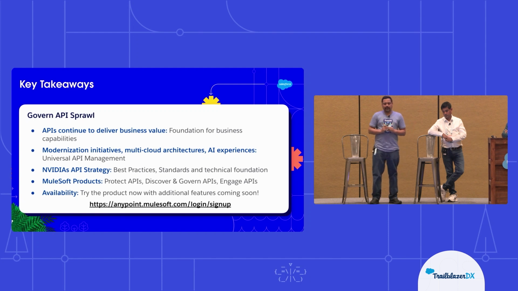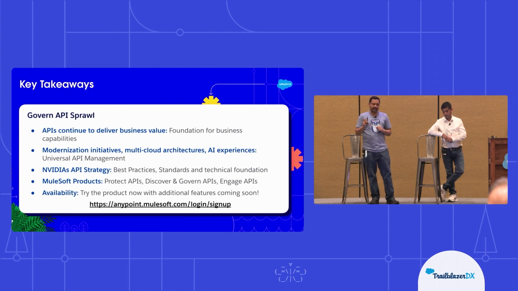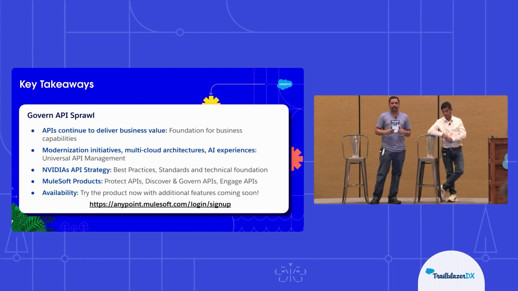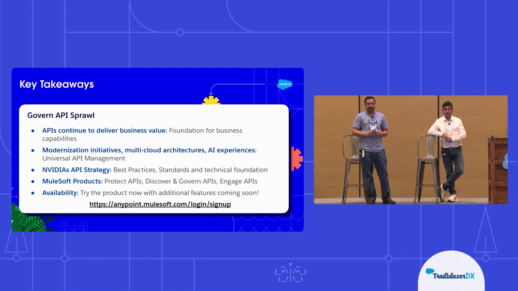So key takeaways. We talked about why APIs are important, how they deliver business value. Second, we talked about modernization initiatives, how these APIs work across clouds, and the kind of API experiences you can create using the Universal API Management Platform. We had a quick sojourn into NVIDIA's API strategy, and we talked about the best practices they have, the standards, the technical challenges, and the LLM gateway they've built using our products. We also talked about MuleSoft products, what we have today, and how they are evolving.